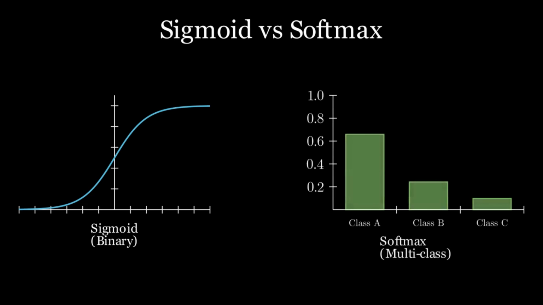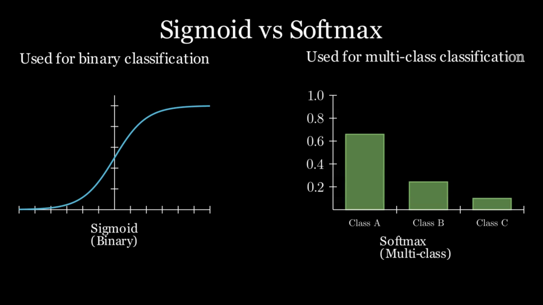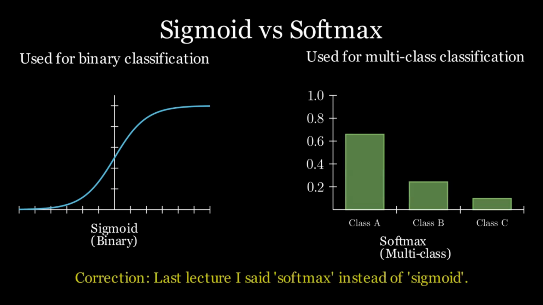In the last lecture we talked about sigmoid and softmax. As a recap, sigmoid is what we saw on the left. Softmax is something that we haven't discussed yet, but it looks something like what's on the right. Sigmoid is basically for binary classification problems and softmax is for multi-class classification problems.